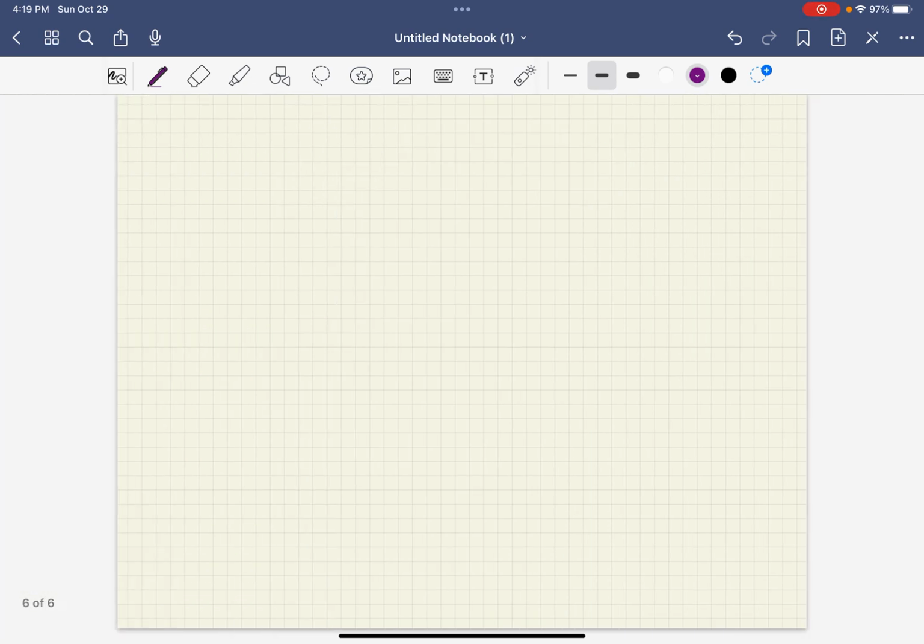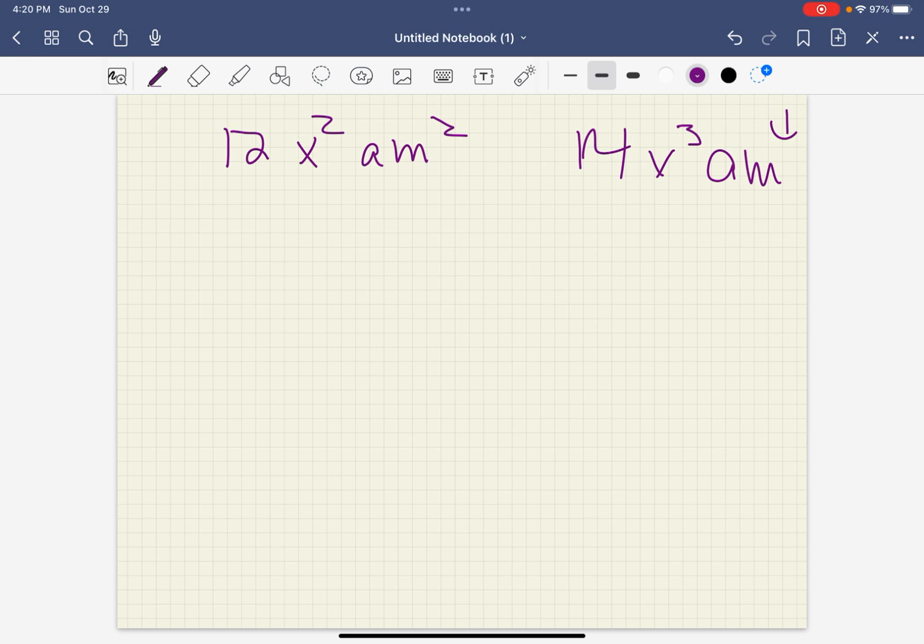All right. Let's see, one more of these. We have 12x squared am squared and 14x cubed am to the 4th. All right, so this is 2 times 7. And this is 2 squared times 3. So we have to have a 2, a 3, 7. Highest exponent on the 2 is 2. There's only a 1 on the 3, and there's only a 1 on the 7.